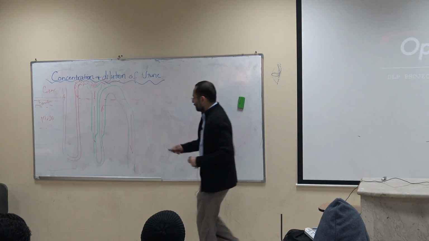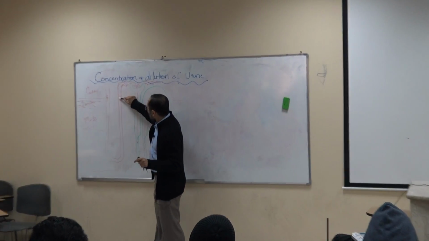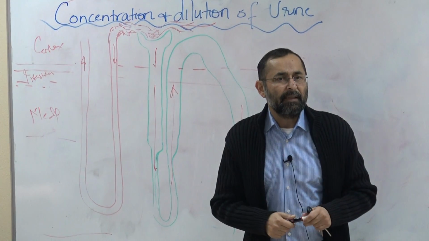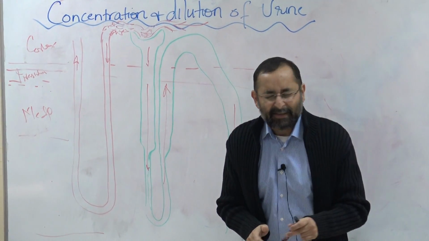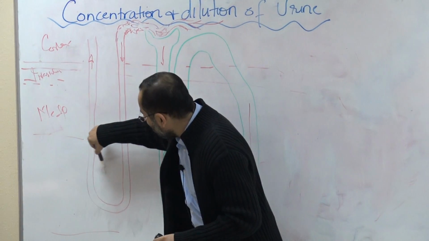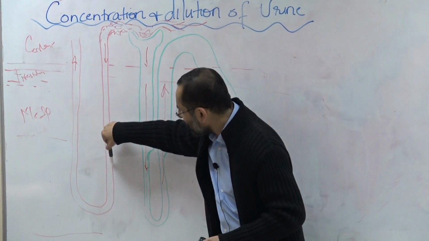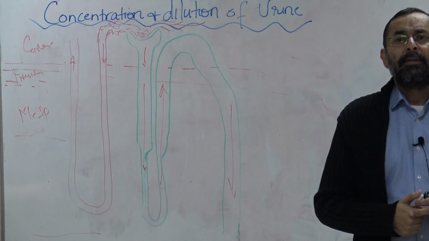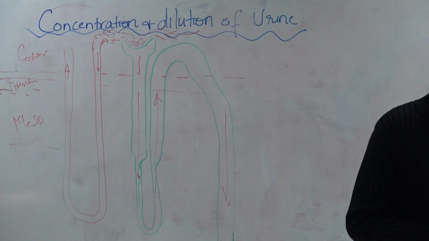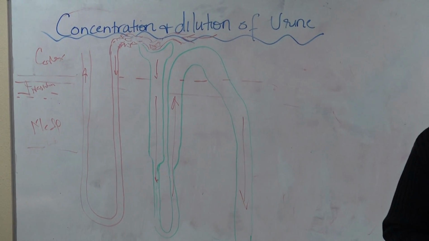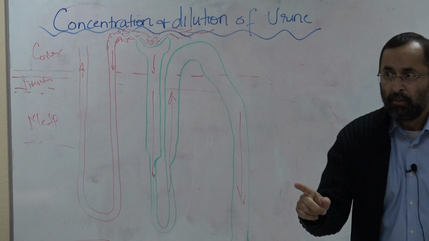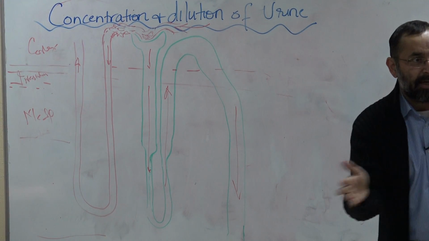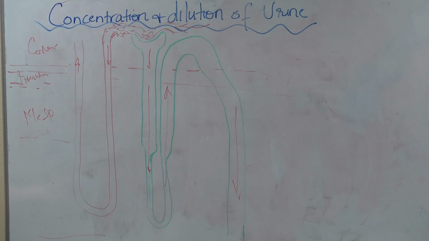Vasa recta, remember 2 points. Very slow movement of the blood. Second thing, very permeable. Permeability and exchange is happening between interstitium and the limbs of the vasa recta. Very permeable and very slow blood flow. Two very special characteristics of the vasa recta. Remember, the blood is very slow, and second thing, lot of permeability, exchange happening between the interstitium and the blood which is present in the vasa recta.